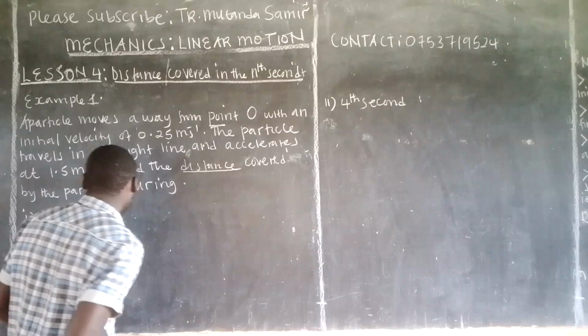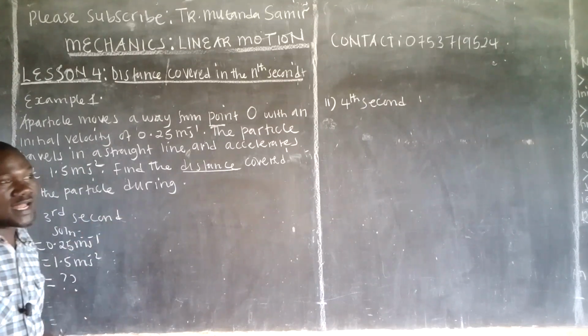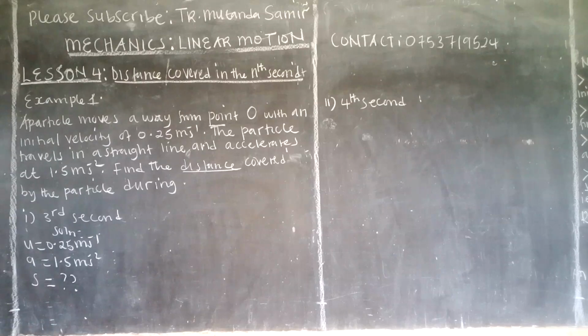Find the distance. We were told the distance is the same as displacement. You can go to lesson 1, we did all of that. Distance is the same as displacement, because distance is a scalar and displacement is a vector. Distance covered by the particle during the 30th second.